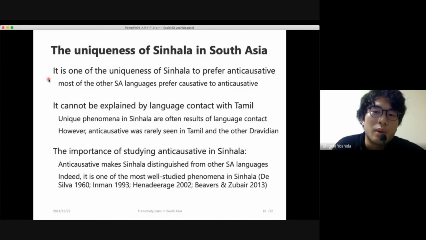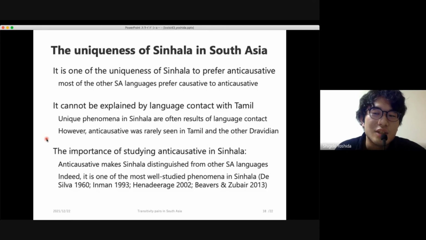In this causative-prominent area of South Asia, Sinhala is very unique in that it prefers anti-causative to causative. It cannot be explained by language contact with Tamil. Some unique phenomena in Sinhala are often accounted for as results of language contact. However, anti-causative was rarely seen in Tamil and the other Dravidian languages. So the preference of anti-causative in Sinhala cannot be explained by language contact with Dravidian languages.